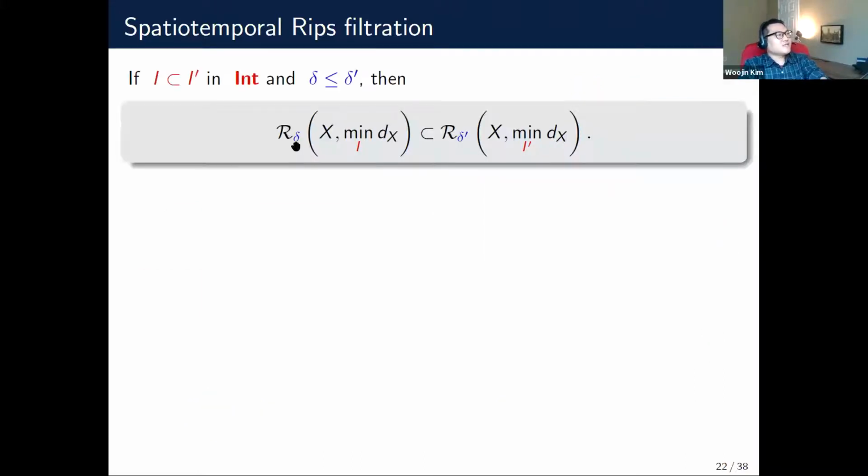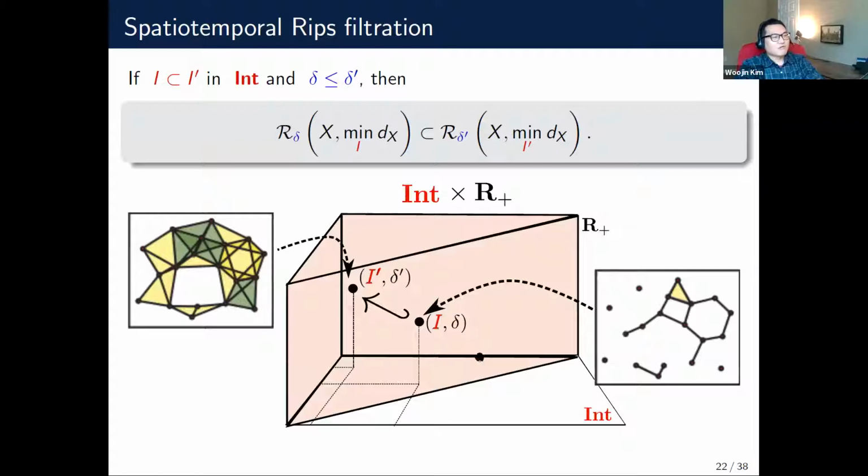Okay, now let's fix another time interval I prime, which contains I, and another delta prime, which is greater than delta. Then the delta prime Rips complex over the time interval I prime is actually larger than the delta Rips complex over the time interval I. So why is that? Because the distance function here on the right-hand side is smaller than the distance function on the left-hand side. And furthermore, we fixed a larger scale value, delta prime, than delta. Therefore, in the picture, if we look at our parameter space, as my point moves in the left and upward direction, the corresponding complexes get bigger, right? So that means that we have a three-dimensional simplicial filtration.